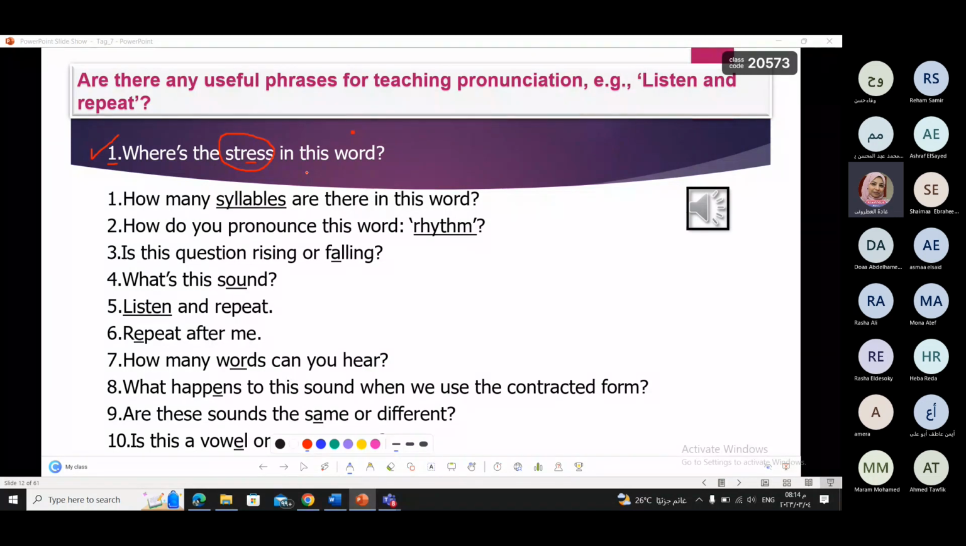We have said that in sentences, in words, we have stress, right? We have primary stress and secondary stress. Let me give you an example to make it easier for you. If we say the word banana, okay? How many syllables are there? 1, 2, 3. And where is the stress here?